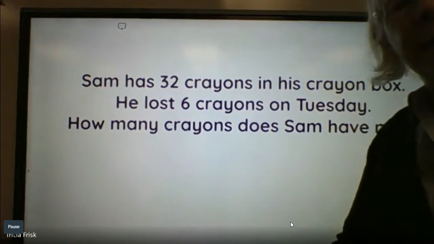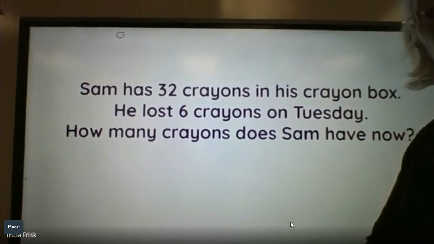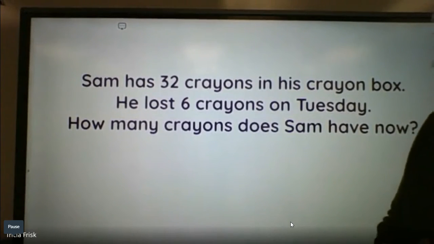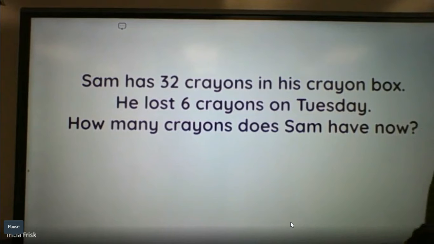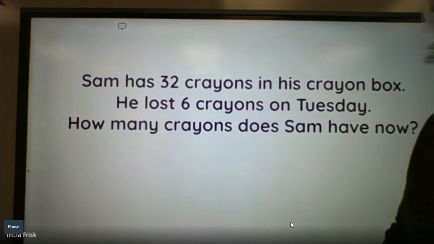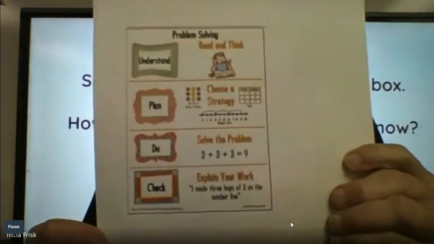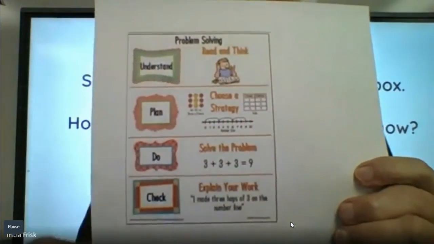So here might be an example of a word problem your second grader would have in math class. I'm going to read the problem and then go through the steps that we use to solve it. Sam has 32 crayons in his crayon box. He lost 6 crayons on Tuesday. How many crayons does Sam have now? So using our problem solving checklist, we would look at the first step.